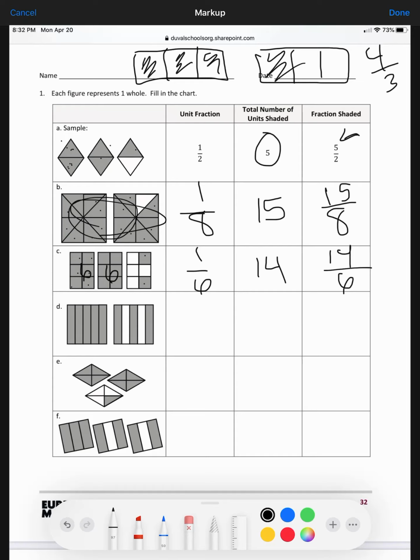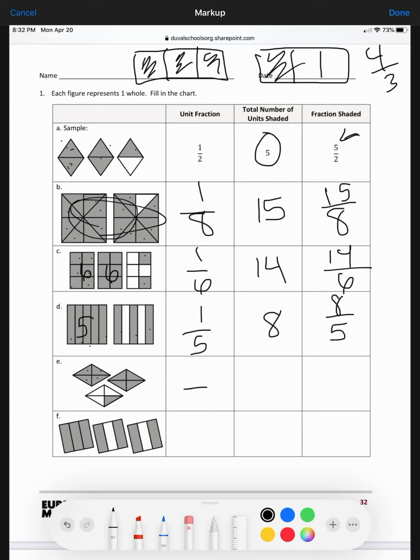Next one. First thing we need to do, count the number of units per item. 1, 2, 3, 4, 5. 5 with a 1 on it. There's our unit fraction. How many units are shaded? Well, this is 5, 6, 7, 8. 8 units are shaded. So what fraction is shaded? It's going to be 8/5.